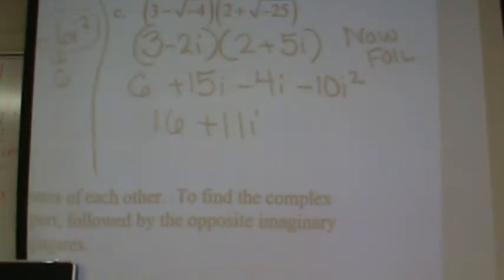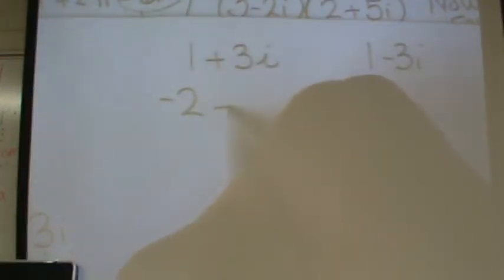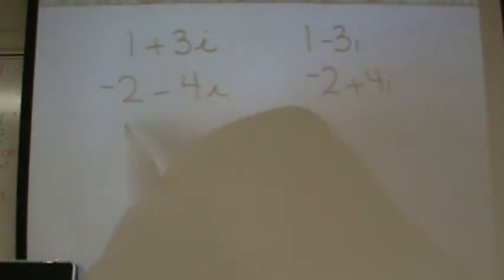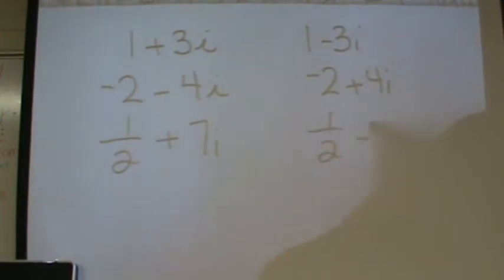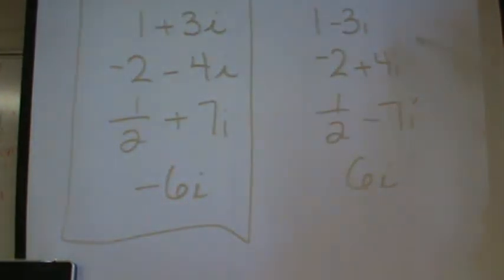Okay? Now, every imaginary complex number has a conjugate. I'm going to show you. If I gave you 1 plus 3i, the conjugate is 1 minus 3i. If I gave you negative 2 minus 4i, the conjugate is negative 2 plus 4i. If I gave you 1/2 plus 7i, 1/2 minus 7i. If I gave you negative 6i, it'd be positive 6i. So, see these? These are all complex numbers.